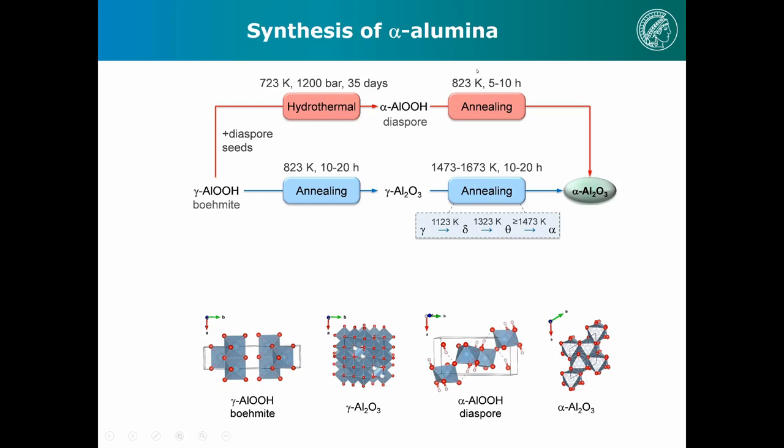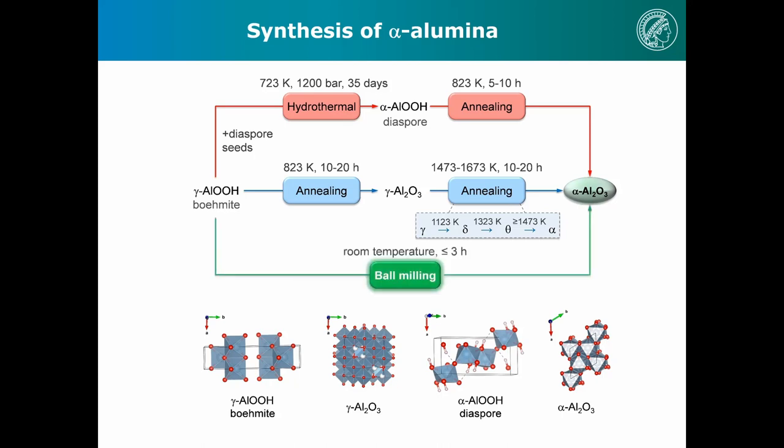So here, something like 550 centigrade is sufficient to get alpha alumina. This alpha alumina has high surface area. So that looks simple. Tiny little problem, the synthesis of diaspore requires 1200 bar, 35 days at a temperature of 150 centigrade. That's not very practical. So high surface area alpha alumina is almost impossible to get.